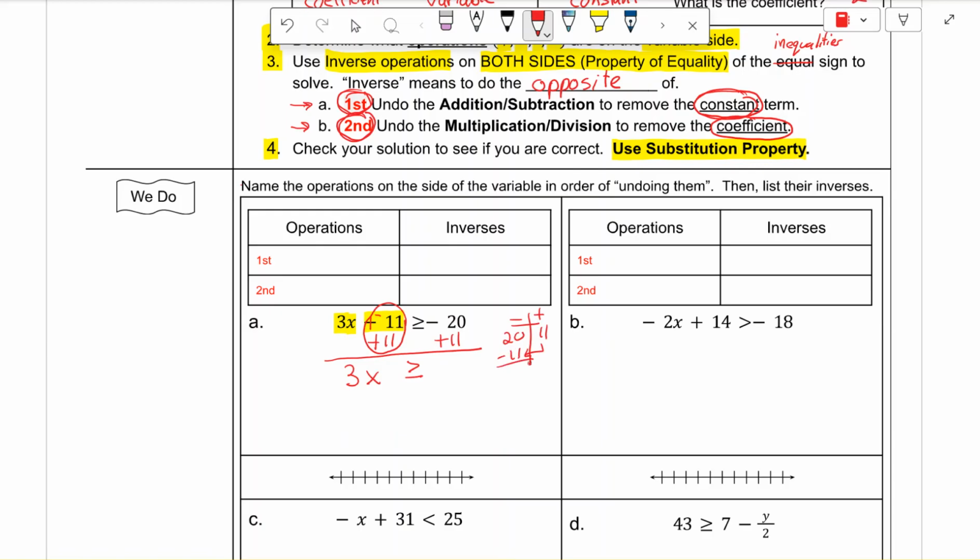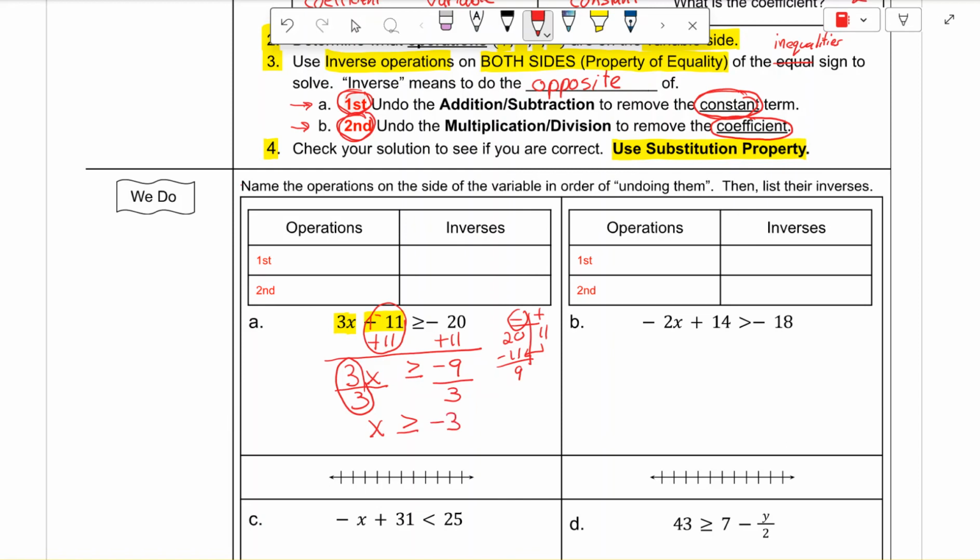Bring it over and subtract. We have 9, so it's negative 9. Now we have our coefficient out in front of here, and that's multiplying. So then we will use division to create a nice number 1. And that's working there, so we're going to do it to the other side. And now x is greater than or equal to a negative divided by a positive, which is negative 3.